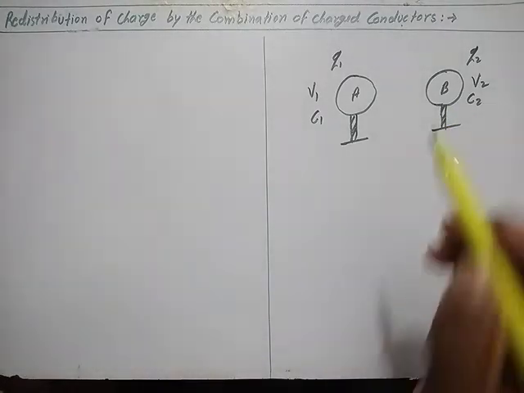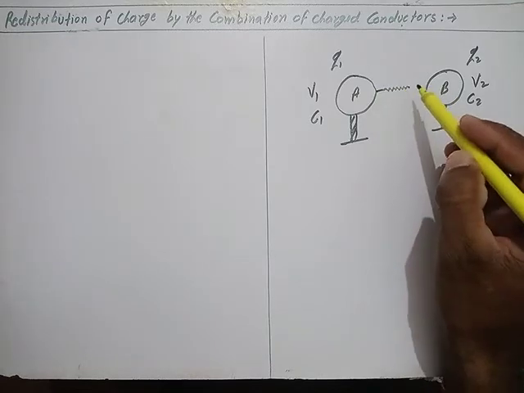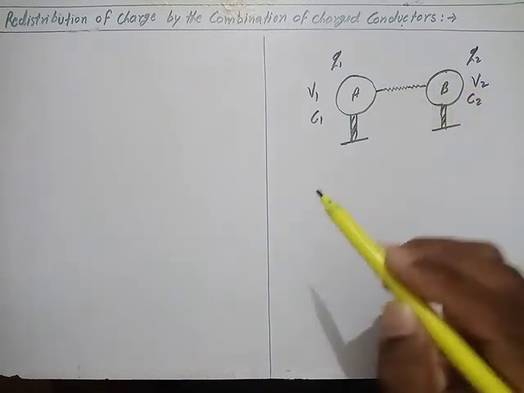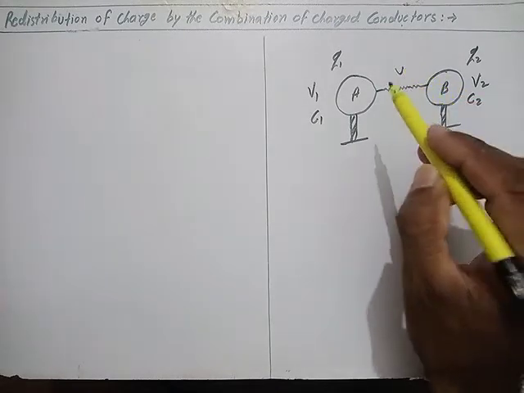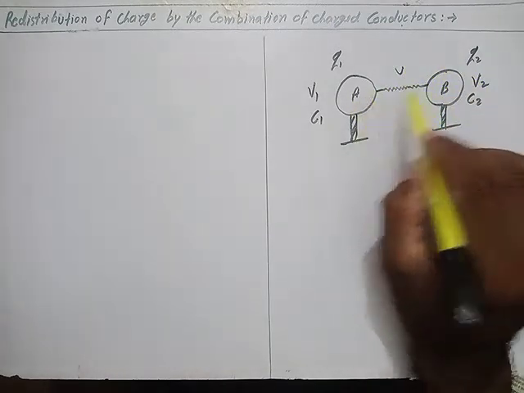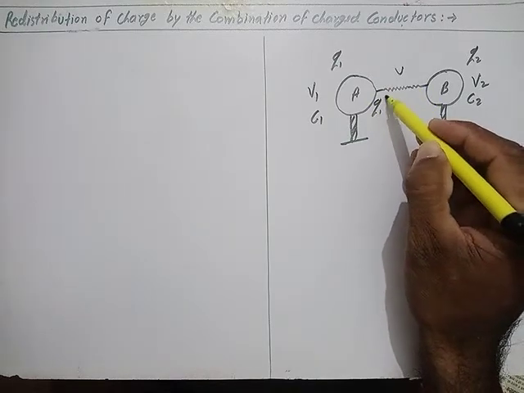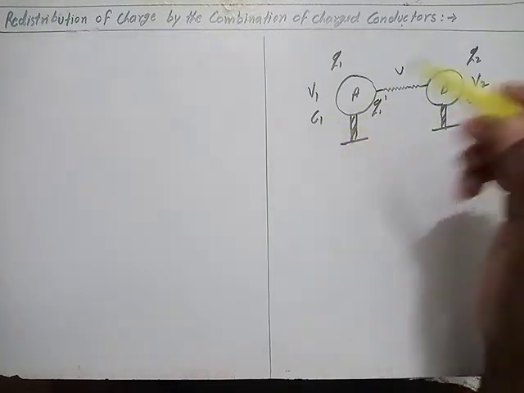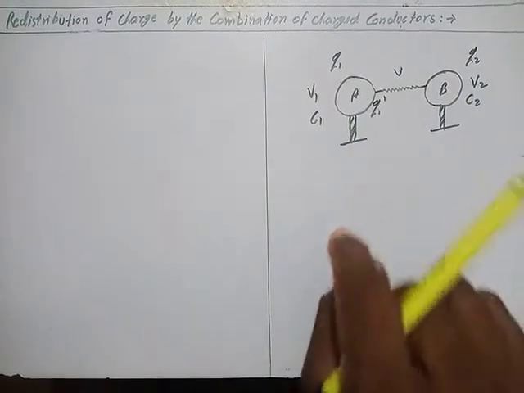If we connect both the conductors by a negligible capacitance wire, then what will be the common potential, and after the combination of both conductors, what will be the new charge on each sphere? In this topic I will discuss this matter.